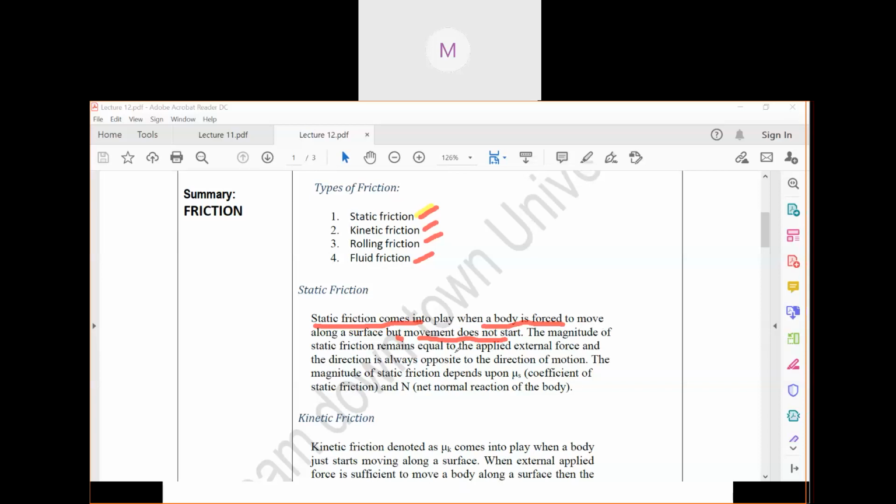And the static friction, you just remember, it is always equal to the external force, or it is less than. That is why once you are applying external force, it is not moving. So that is why it is equal or less than. And the direction is always opposite to the direction of motion.